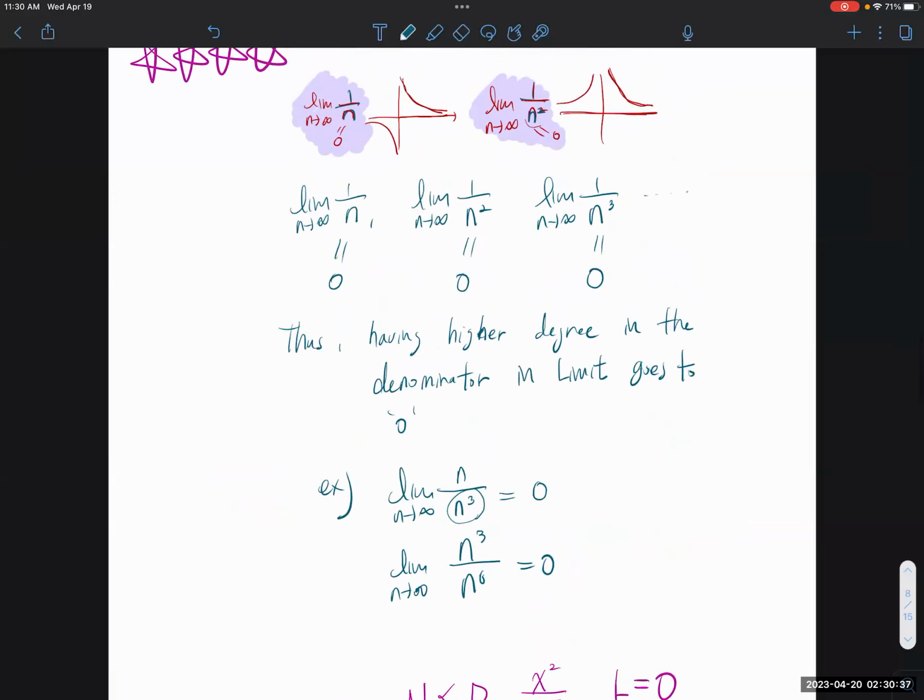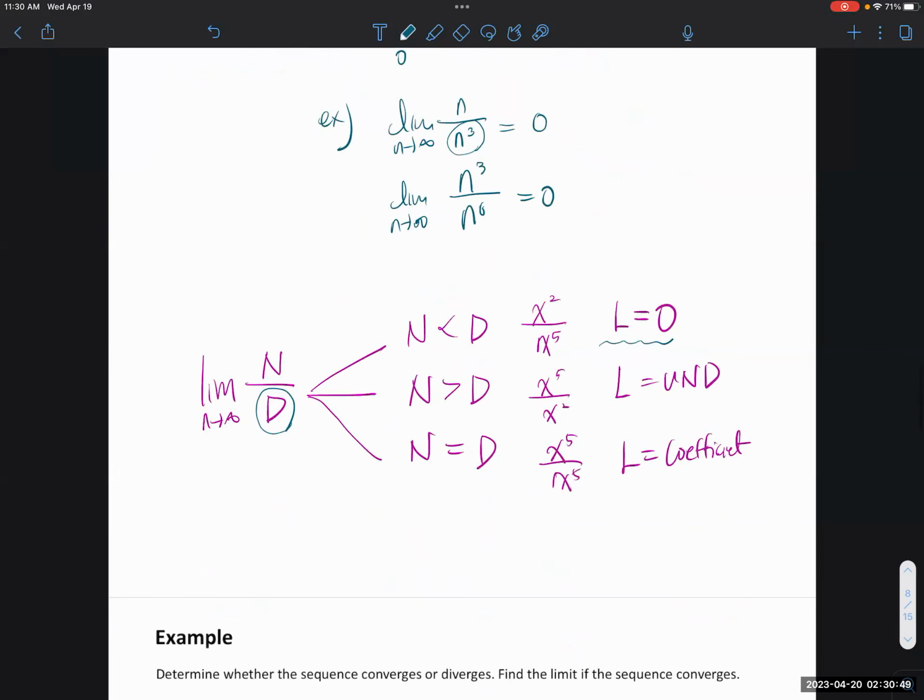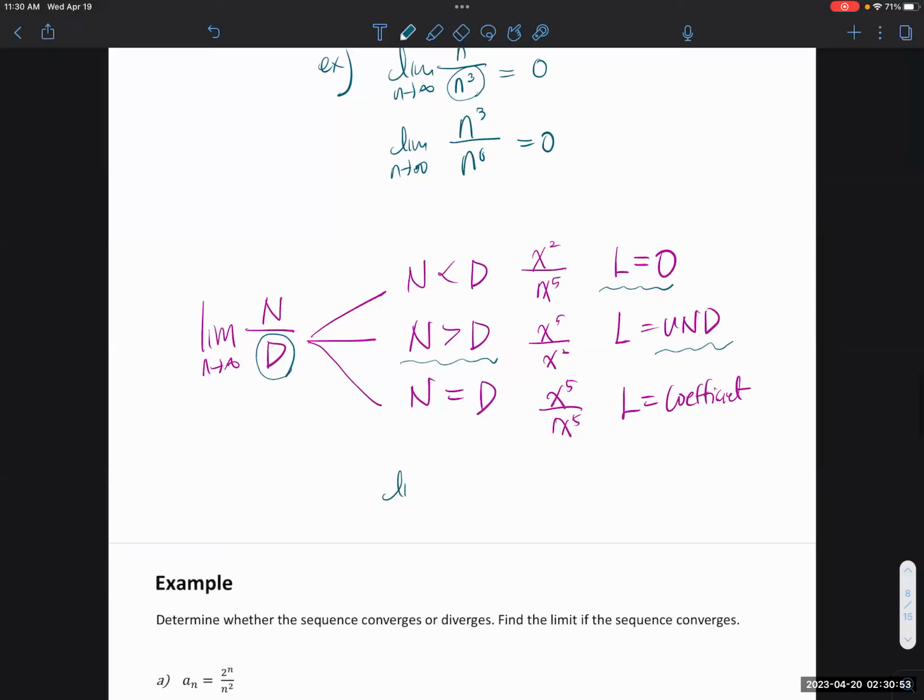So check it out, like 1 over n, 1 over n to the 2nd, 1 over n to the 3rd, they're all going to 0, because having a higher degree in the denominator makes the limit go to 0. But if it's the opposite, the limit does not exist. If it is equal, for example, if I have 2x to the 2nd over 4x to the 2nd, same degree top and bottom, you just read the coefficients, 2 over 4, which is 1 over 2, so you still have a limit. So the limit is going to be the coefficients.